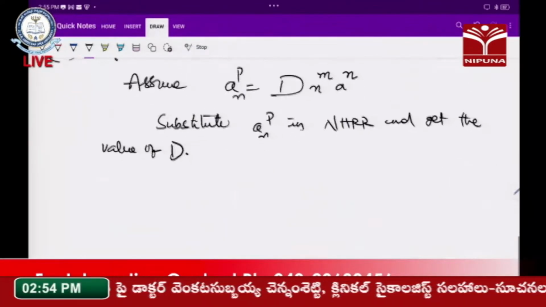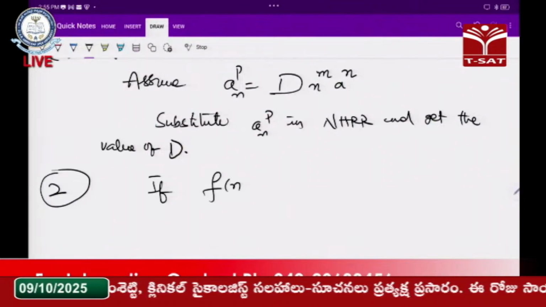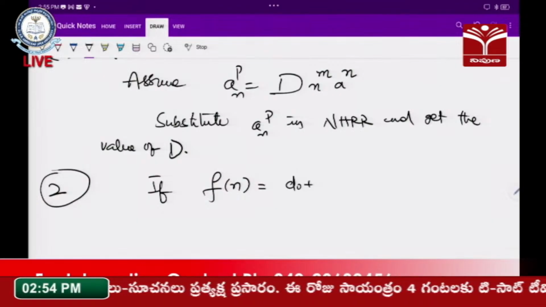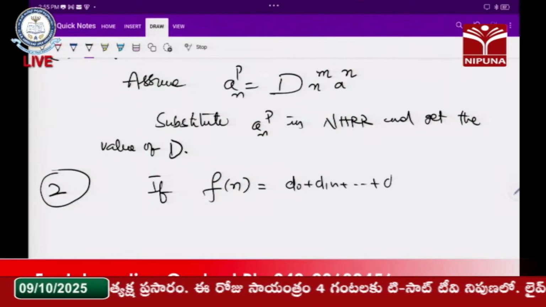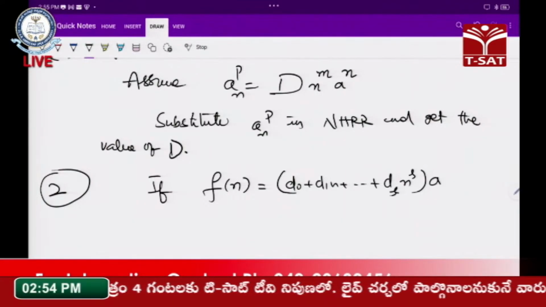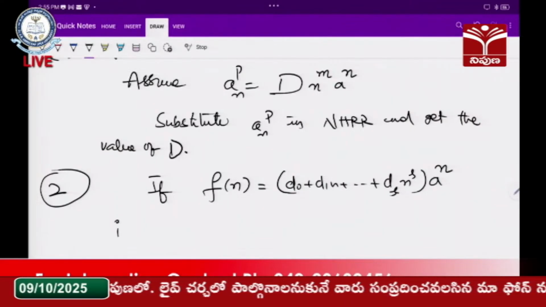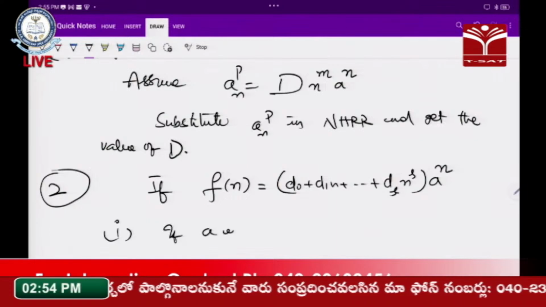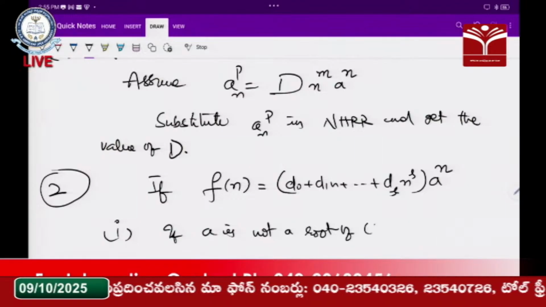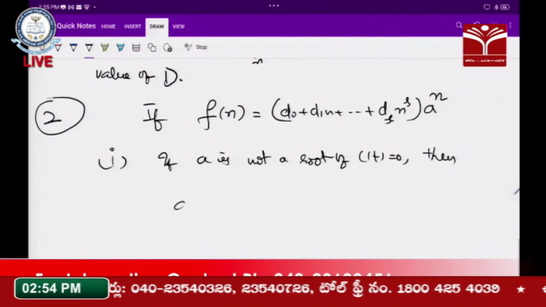Now, another case is there. Case 2: if the non-homogeneous forcing function, that is the right side function, is of the form d naught plus d1 n and so on up to ds n power s, that means an s-th degree polynomial, multiplied by a to the power of n. Now, again 2 cases here. If a is not a root of the characteristic equation c of t equal to 0, then the assumption for the particular integral is this a n p.